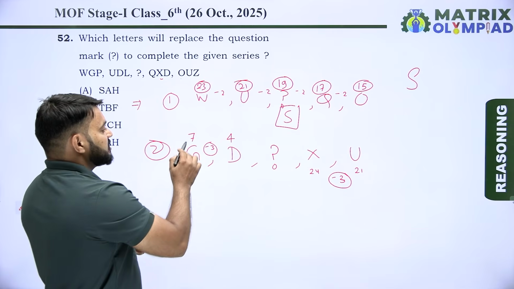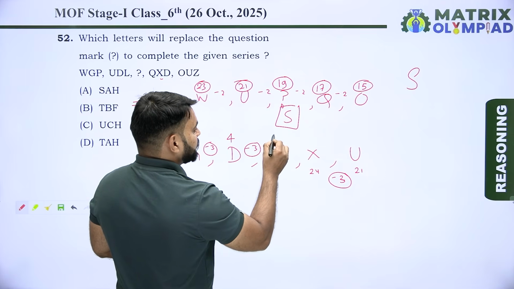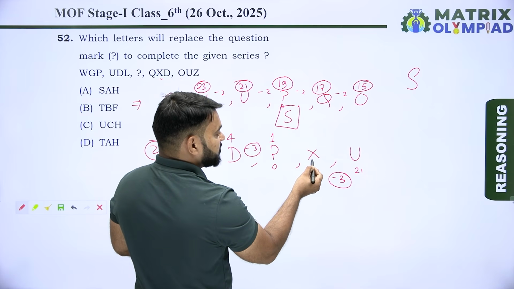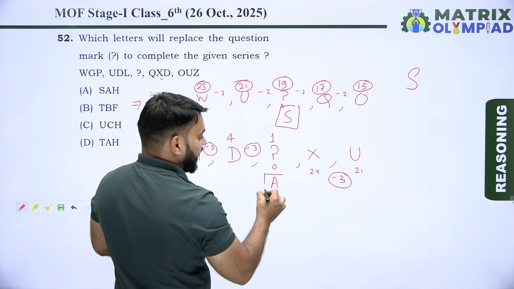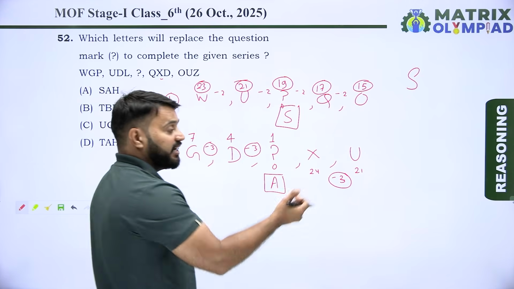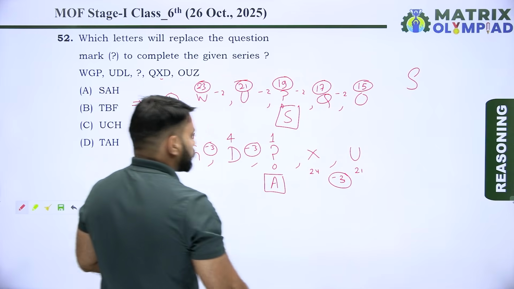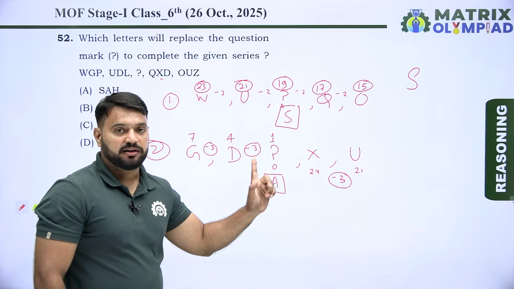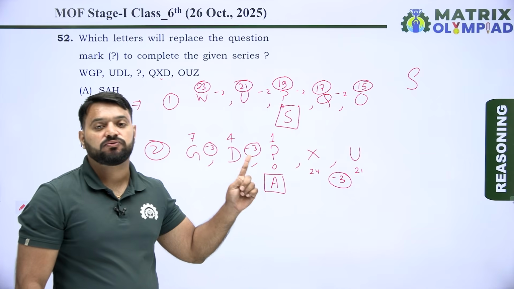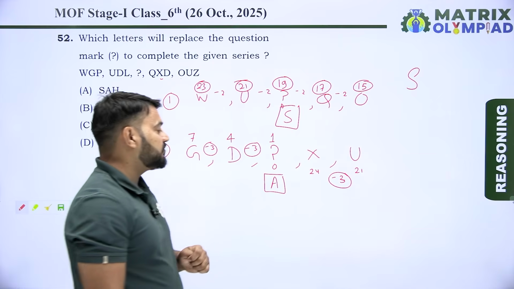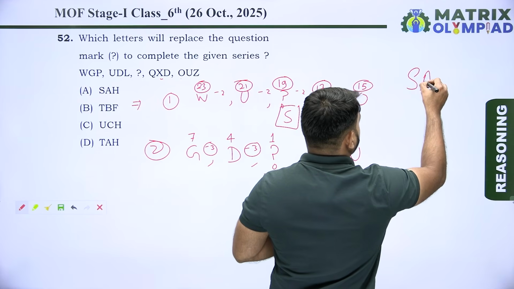So the pattern is 7 minus 3 it means 4, 4 minus 3 it means 1, and 1 minus 3 it means A minus 3, which is X in reverse order, X minus 3 it means U. So the missing place value is 1. So it means the missing letter is A, because the place value of A is 1 in the English alphabet. So the second alphabet of the missing term is A.